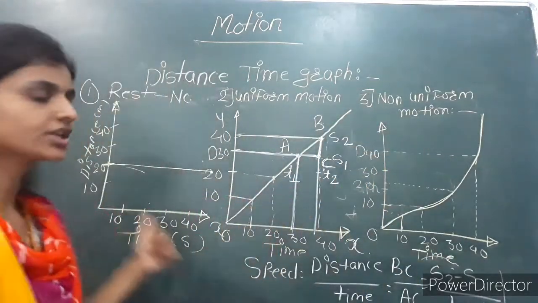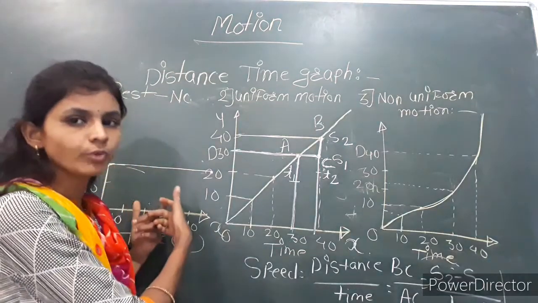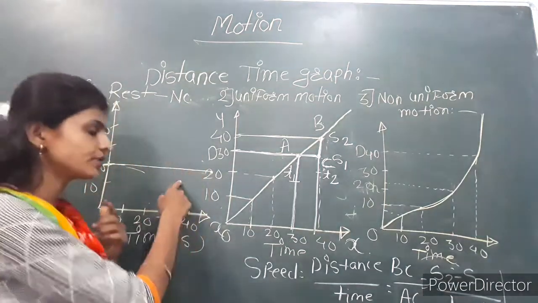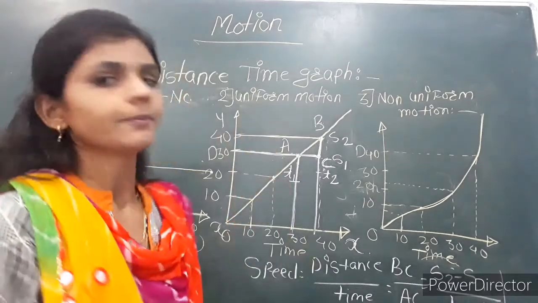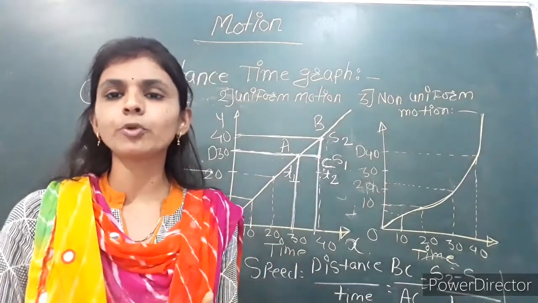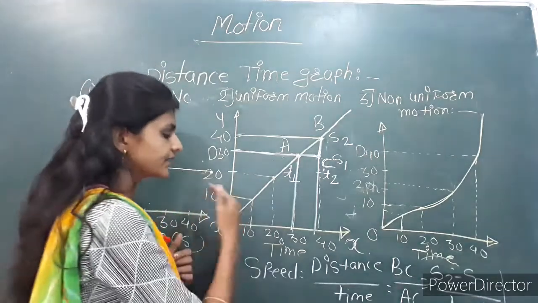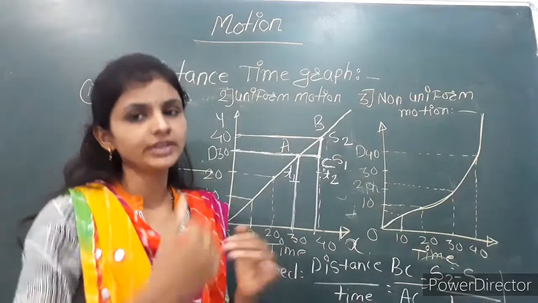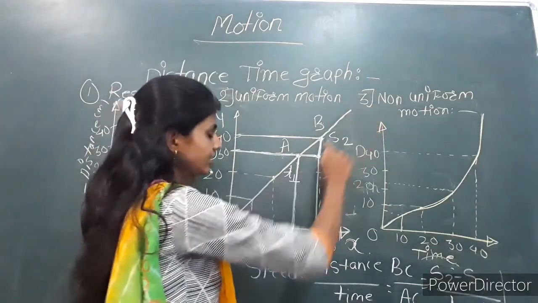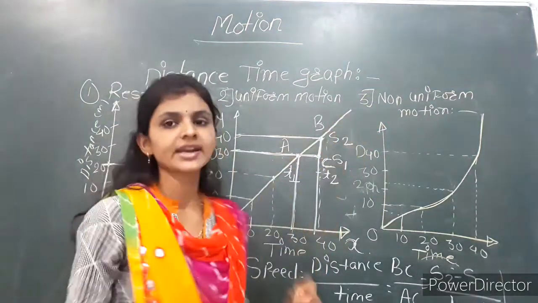Okay, at rest the object is not going to change its position, but time is increasing. So by using this line we can represent that time increases. In the second case, distance is directly proportional to time. As distance increases, time also increases. As time increases, distance increases. So in this case we will get a straight line like this way.